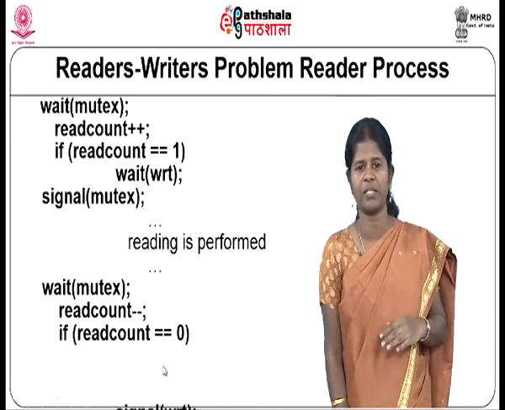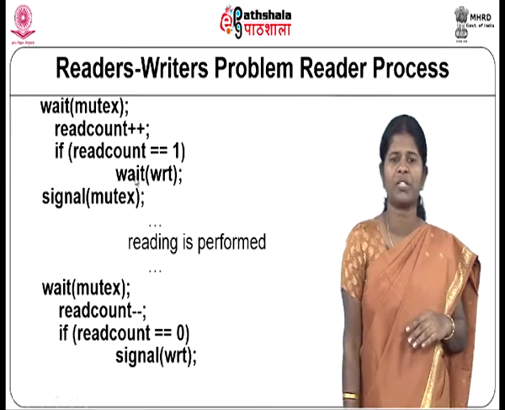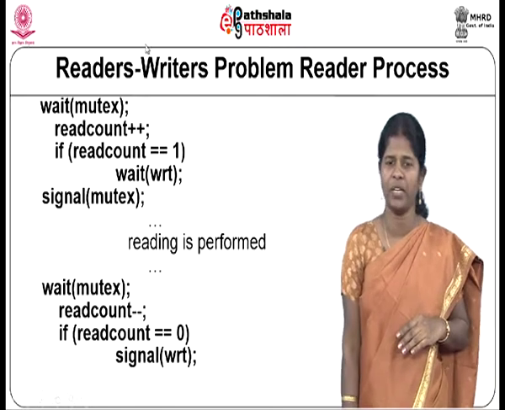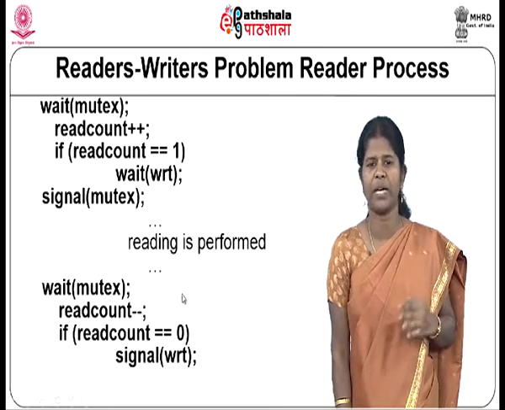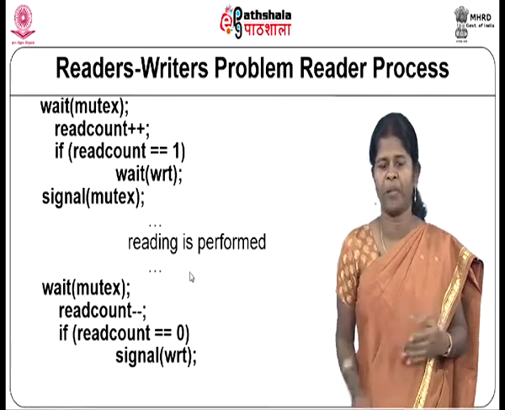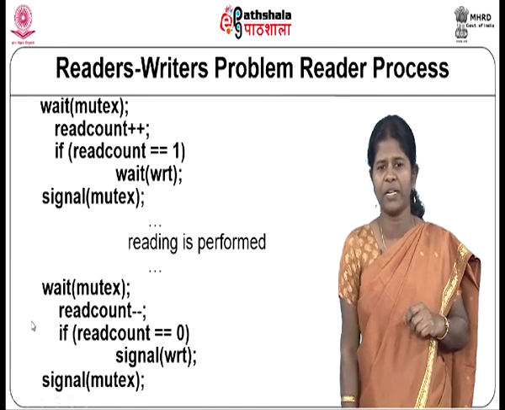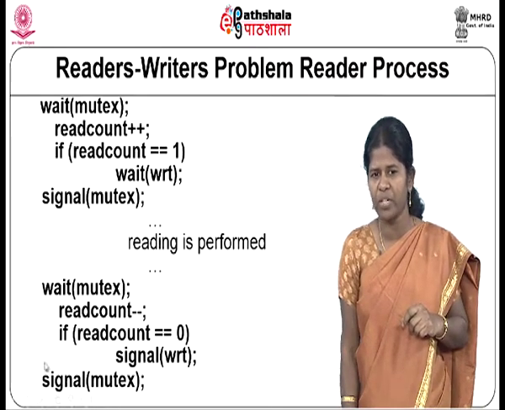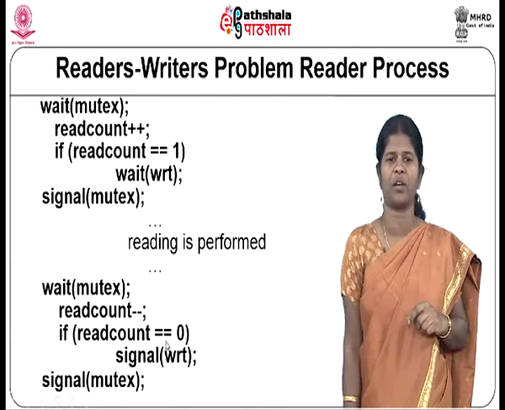And if this is the last reader process, it will signal WRT as well, because it had done a wait of WRT first time and then it will signal WRT, so that maybe another reader or maybe another writer can come and read or write the file. So, finally, it will signal mutex because it had waited on mutex here, and then it should signal mutex because it has manipulated this read count variable.